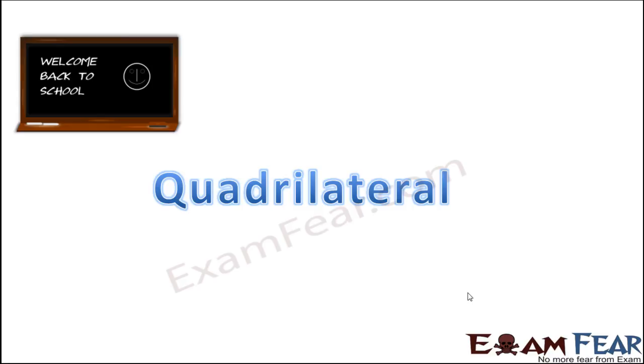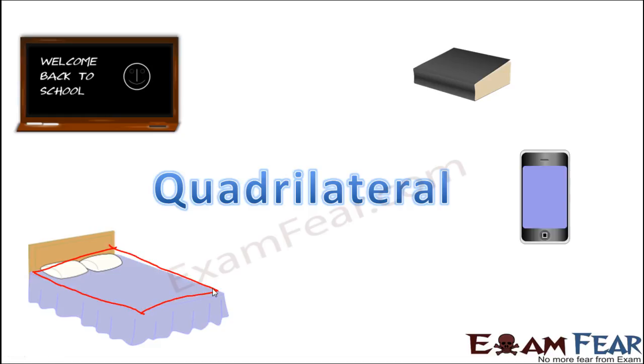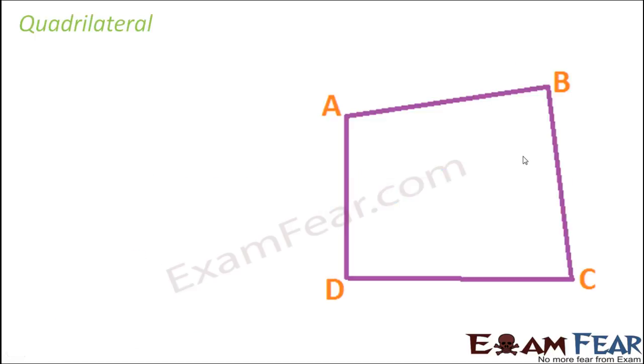So let us now talk about quadrilateral in more detail, because as I said, in quadrilateral itself you get to see a lot of varieties. As I discussed, quadrilateral means it is a polygon with four sides. So your blackboard is a quadrilateral, the cover of your book is a quadrilateral, a bed is again a quadrilateral, because you have four sides, 1, 2, 3 and 4. Your mobile phone is a quadrilateral with four sides.